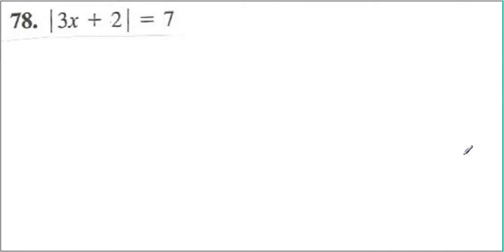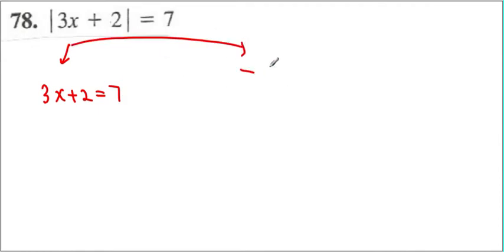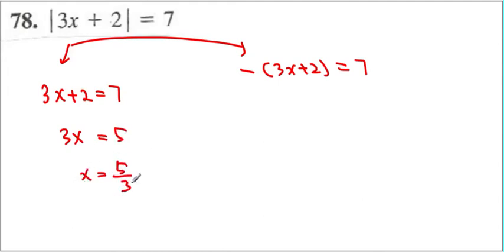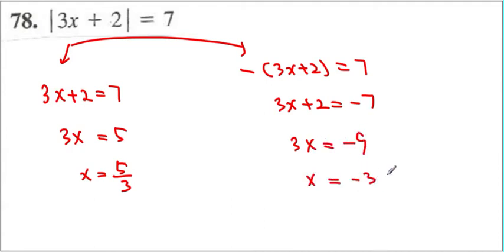Let's look at the next question. Same here. First equation is 3x plus 2 can be 7, as it was before. And the second equation is negative of 3x plus 2 would have been equal to 7. So here, then we end up getting 3x will be equal to 5, and x will be equal to 5 over 3. Now here, then 3x plus 2 would have been equal to negative 7, where 3x becomes negative 9, where then x equals negative 3.